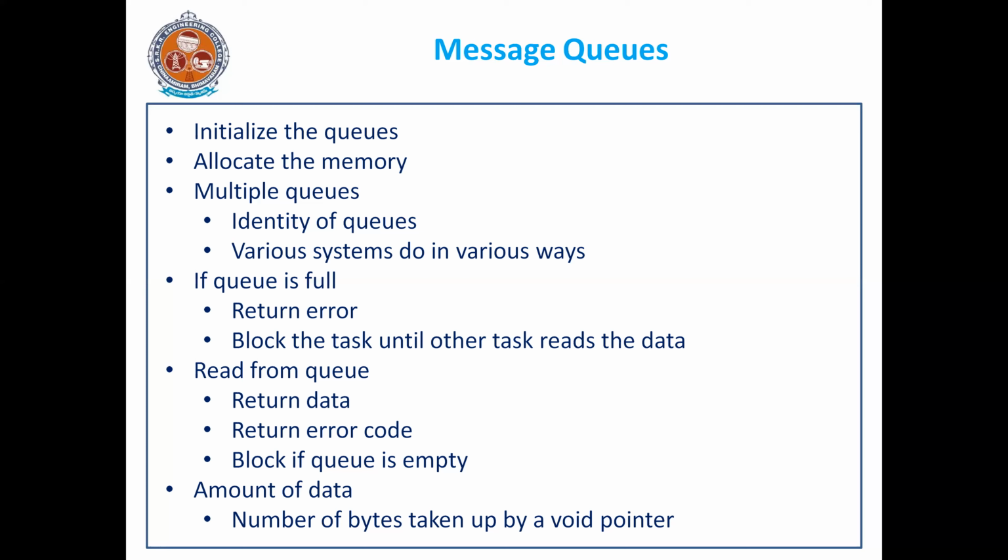Another case is reading from the queue. Whenever you are reading from the queue, if the data is ready, the data can be returned directly. Suppose the queue is empty. Then either you can return an error code or you can block the task that is trying to read from the queue, because the queue is empty. But if it has the data, you can directly return the data.